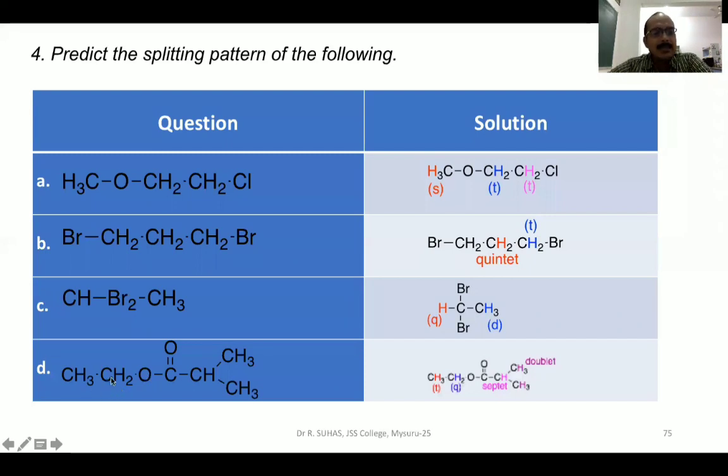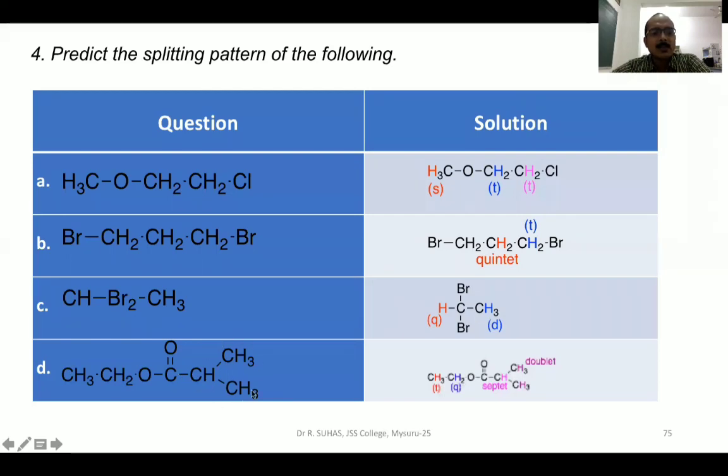Another problem, CH3, CH2O, CO, CH, CH3, CH3. First let us see how many different types of signals are there. CH3 1, CH2 1, CH 1, and these 2 methyls are present in the same environment, 1. So you are going to get 4 different types of protons here. Now let us see the splitting pattern. This CH3 has the neighbor 2, 2 plus 1 is 3, so this will appear as a triplet. Now for this, CH2 has the neighbor CH3, 3 plus 1 is 4, so this appears as a quartet. Triplet and quartet is a characteristic feature of the ethyl group.